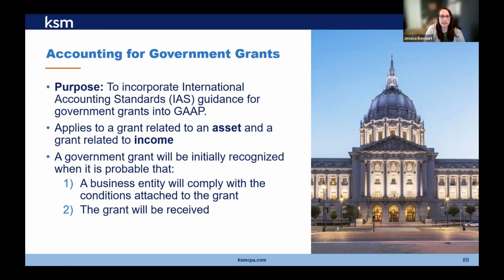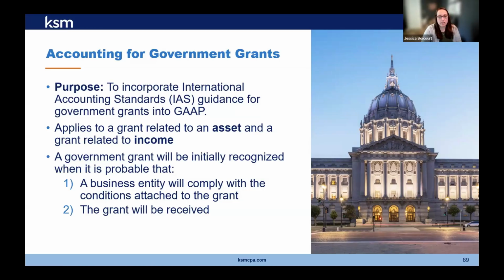There's 2 different methods here, but any government grant that this would apply to is defined as a transfer of a monetary asset or tangible non-monetary asset, other than in an exchange transaction, from a government to a business entity. It's important to note amendments do not apply to income taxes, benefit of below market interest rate loans, and any government guarantees. The government grant is going to initially be recognized when it's probable that the business entity will comply with the conditions of the attached grant and the grant will be received.